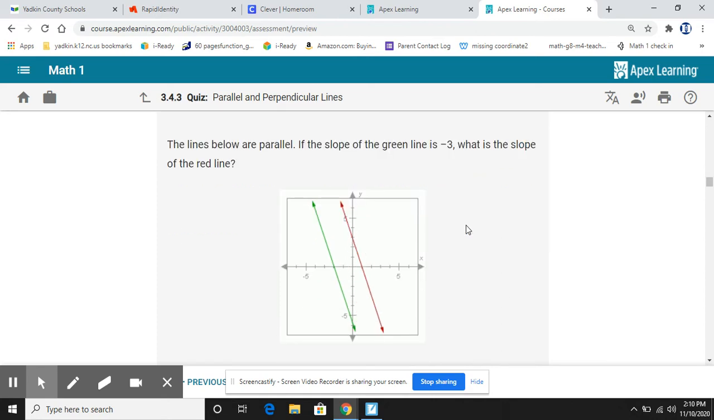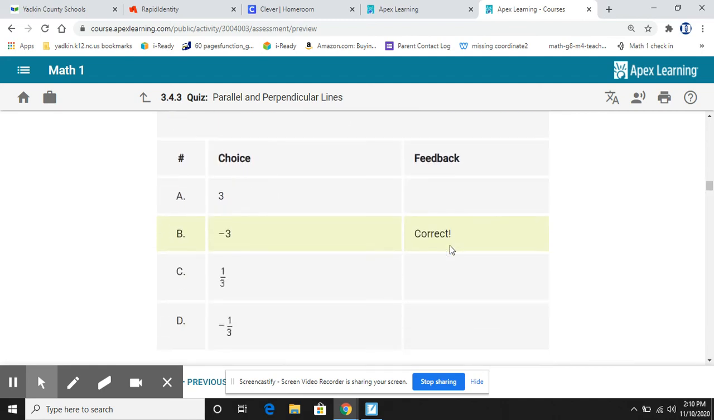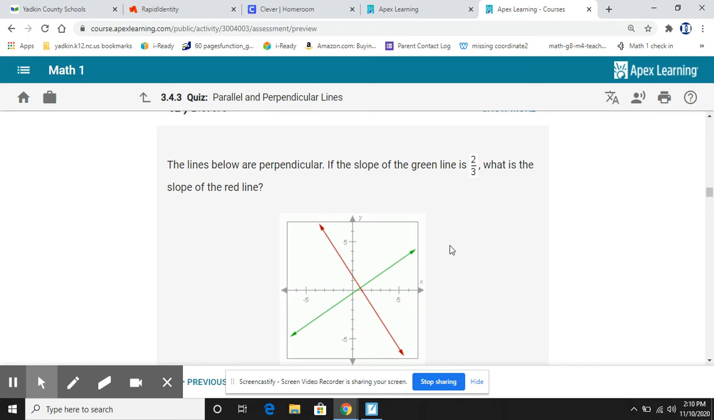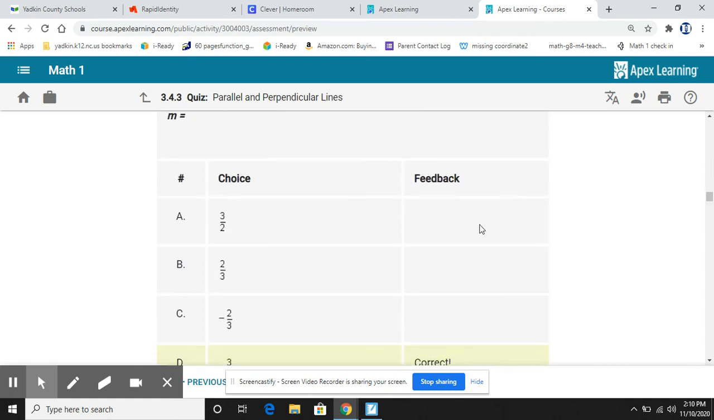3C, the slope of the green line is negative 3. What is the slope of the red line? If they're parallel, it also has to be negative 3. Question 4. The lines are perpendicular. If the slope of the green line is 2/3, what is the slope of the red line? Well, what is the negative reciprocal of 2/3? Negative 3/2.